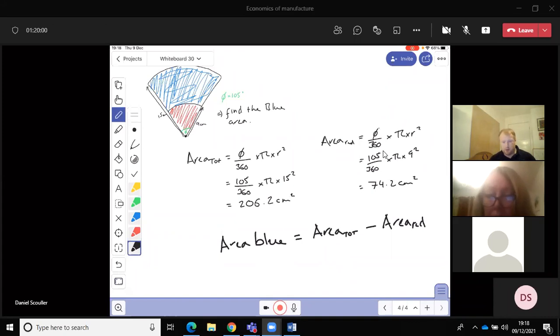We'll lose anyone, give me a wee shout. Okay, area total is 206.2 minus area red, which is 74.2. Okay, 206.2 minus 74.2, 132 centimeters squared. Okay, so that's the area of the blue area.